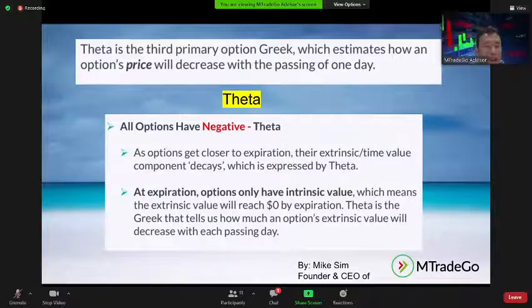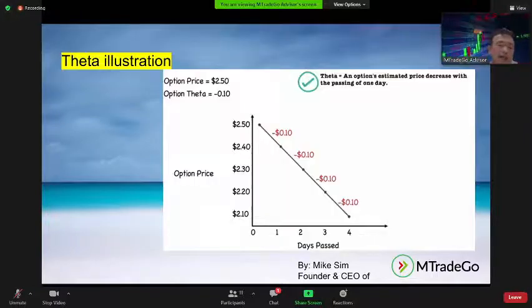At expiration, the options only have intrinsic value, meaning the extrinsic value is all gone already. So thank you very much if you are a seller, because you collected all the premium already. So basically, theta is very easy to understand.